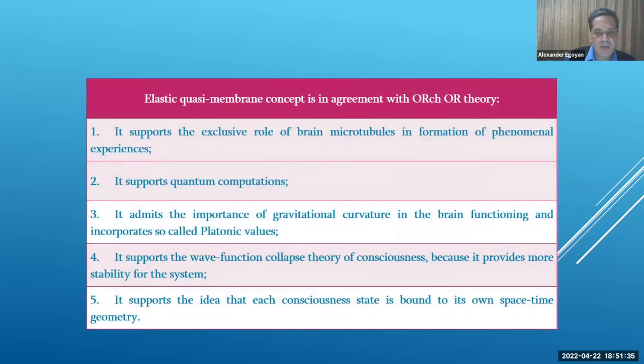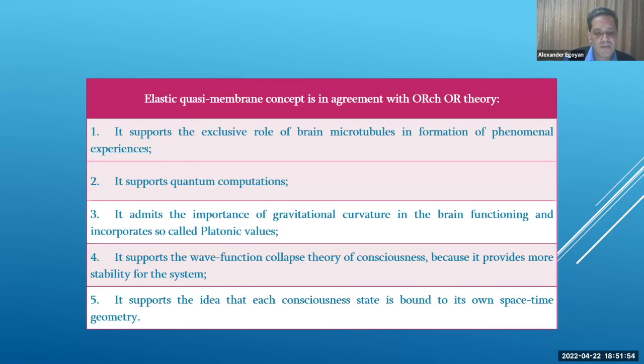Elastic quasi-membrane concept is in agreement with Orch OR theory. It supports the exclusive role of brain microtubules in formation of phenomenal experiences. It supports quantum computations. It admits the importance of gravitational curvature in the brain functioning and incorporates so-called Platonic values.